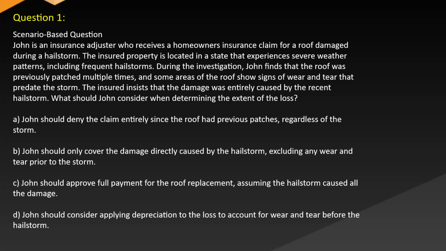A. John should deny the claim entirely since the roof had previous patches regardless of the storm. B. John should only cover the damage directly caused by the hailstorm, excluding any wear and tear prior to the storm. C. John should approve full payment for the roof replacement, assuming the hailstorm caused all the damage. D. John should consider applying depreciation to the loss to account for wear and tear before the hailstorm.